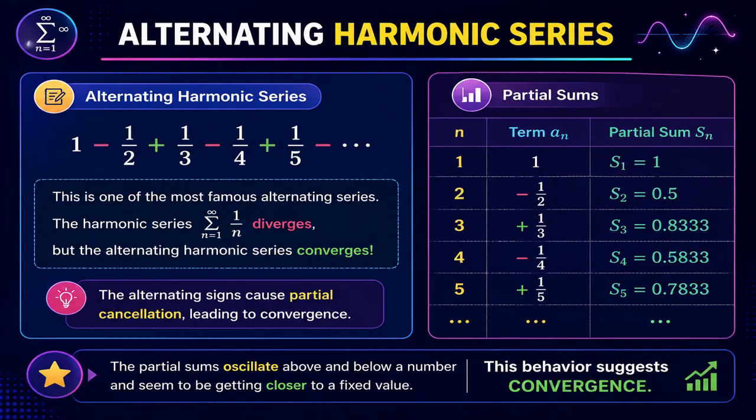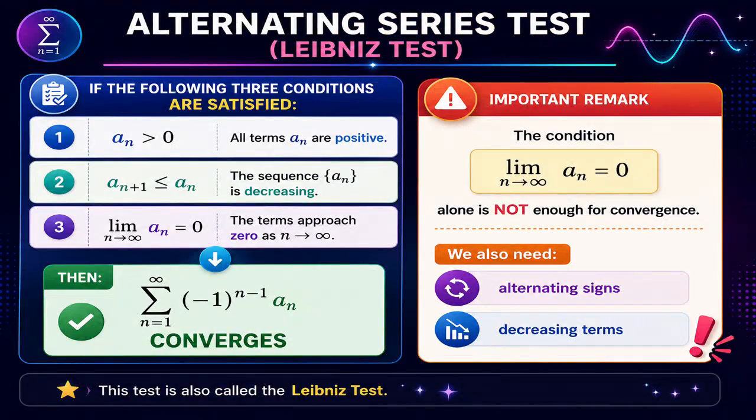But how do we prove this mathematically? For that, we need a formal test. To prove convergence rigorously, we use the alternating series test, also known as the Leibniz Test. This test gives us 3 straightforward conditions under which an alternating series is guaranteed to converge.